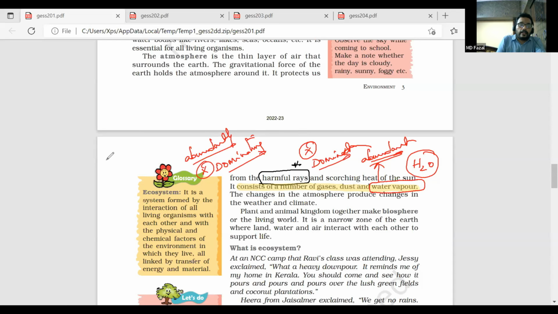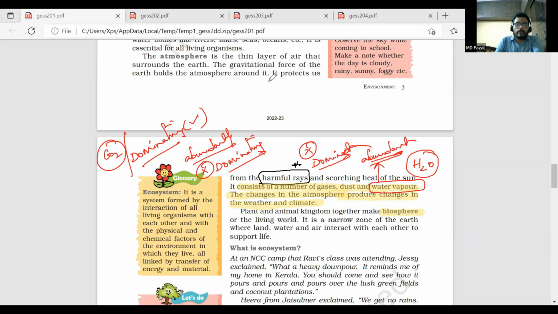Okay, carbon dioxide is not that abundantly present, but it is dominating. Now, the changes in the atmosphere produce changes in the weather and the climate. Obviously, that is true. So, what makes a biosphere?